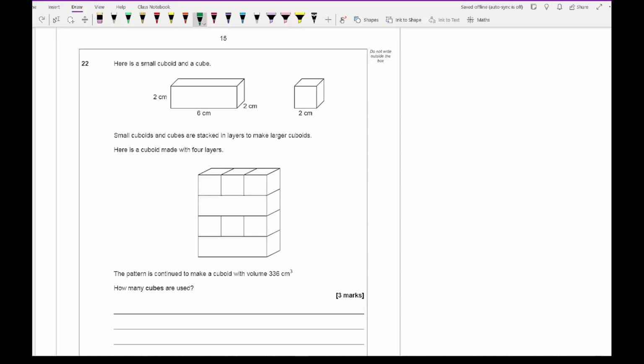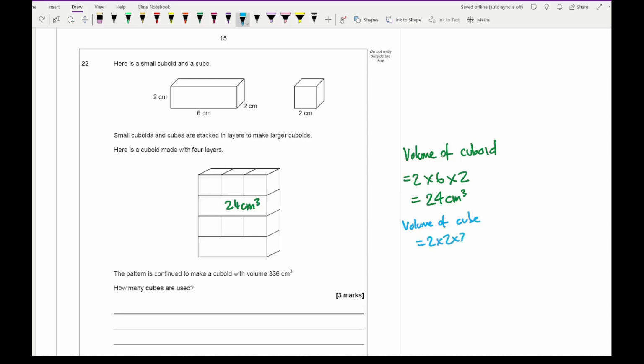Now, in terms of this, let's first of all work out the volume of the cuboid, which is going to be 2 times 6 times 2, which gives me 24 centimeters cubed. So that's what 1 layer is going to be. Now, in terms of a layer of 3 cubes, the volume of a cube is going to be 2 times 2 times 2, which is 8. So then that's also going to be 24 centimeters cubed. So first things first, I need to work out how many 24s go into 336 to see how many rows there are going to be.